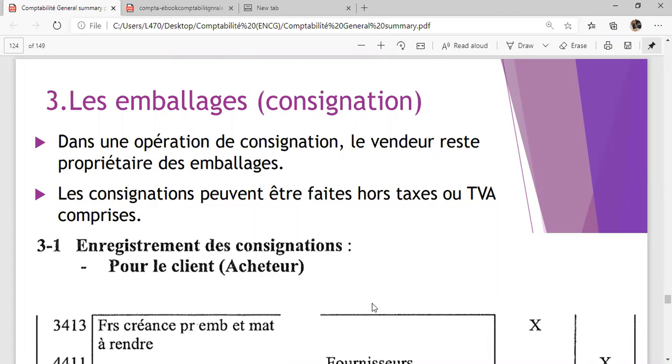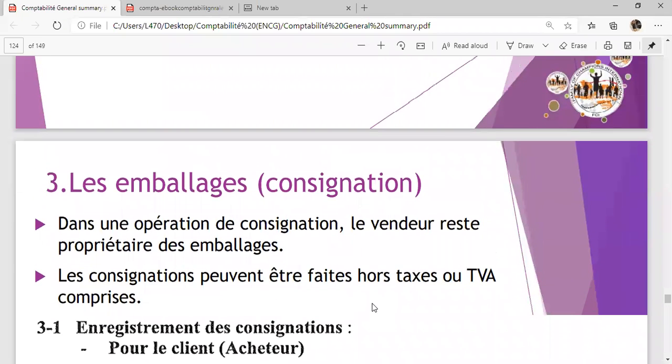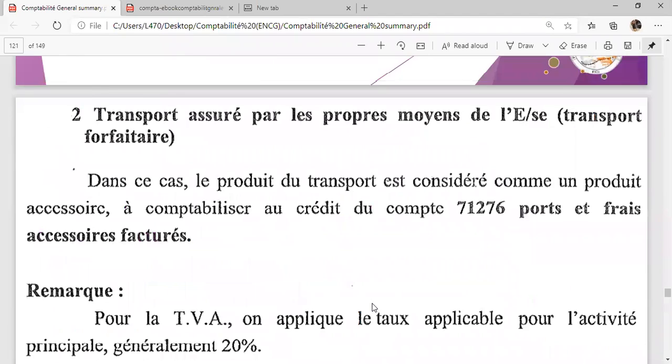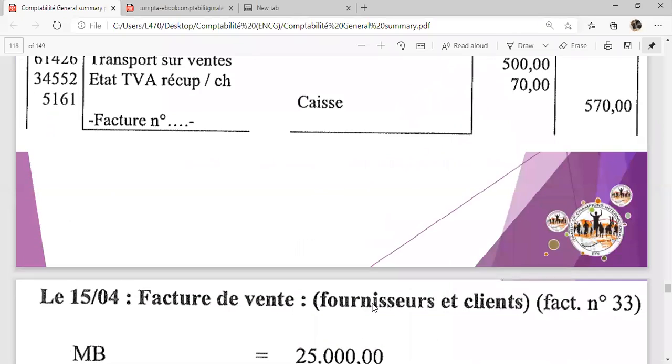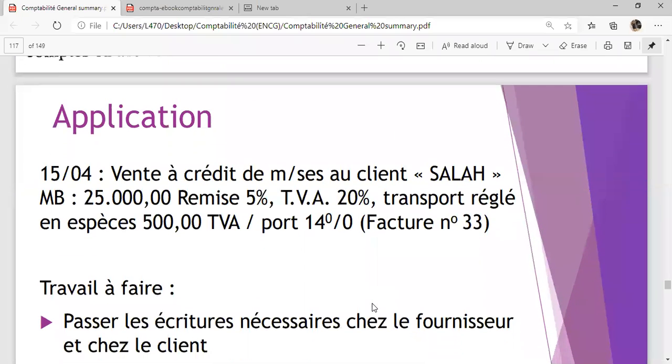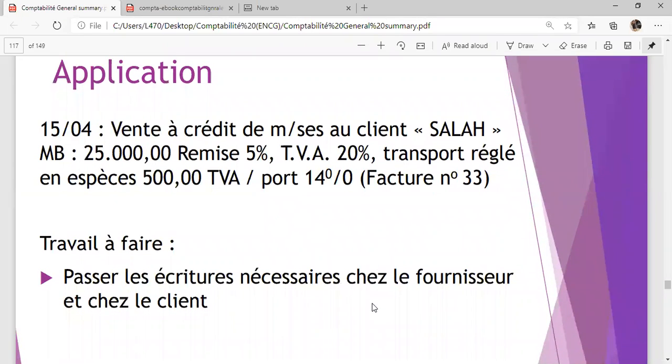Excuse me, Chole. I'm sorry to take you back, but on the example that we had for transport, a bit up, before we start the emballage, the example we looked at was the one with this MB one. Can you please show us how you put the transport? Because I think I only understand up to the 20% TVA, but then how does the transport come in?